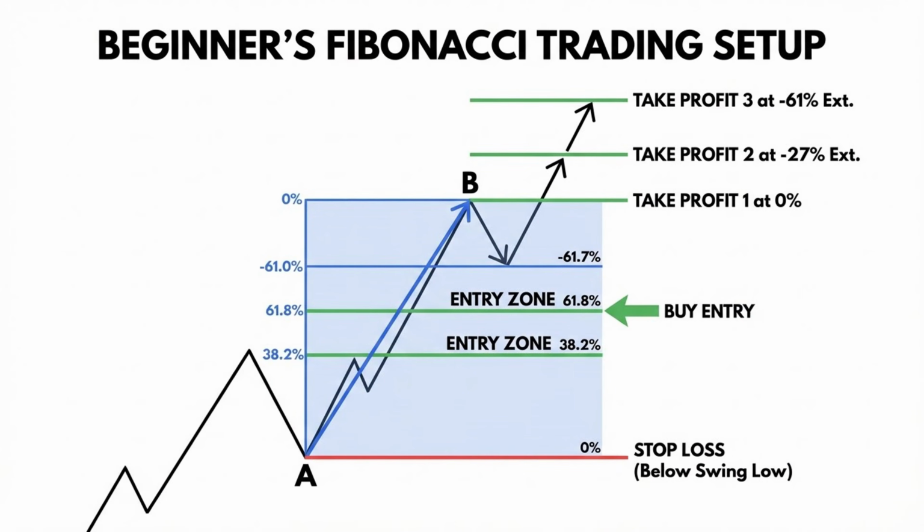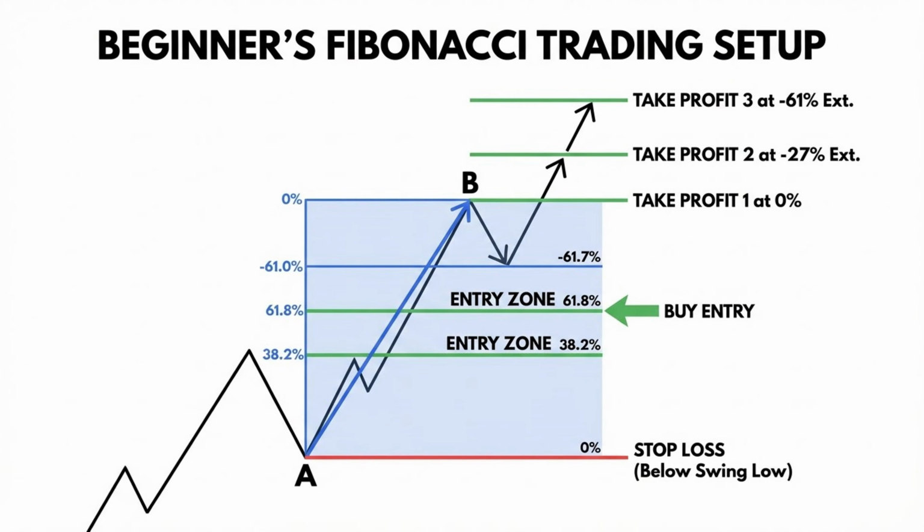This chart shows a simple Fibonacci trading setup that beginners can use to enter trades with clear rules. It starts by identifying point A, which is the swing low, and point B, which is the swing high, after the price moves upward. After the price reaches point B, it often pulls back, and this is where Fibonacci retracement levels help us find good entry zones.